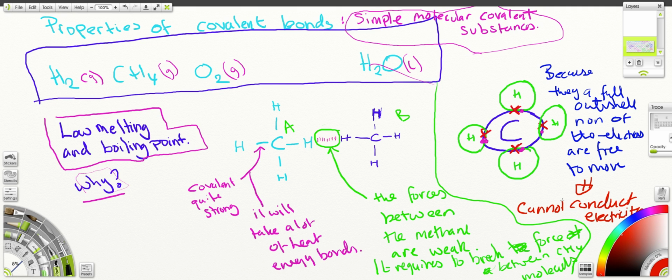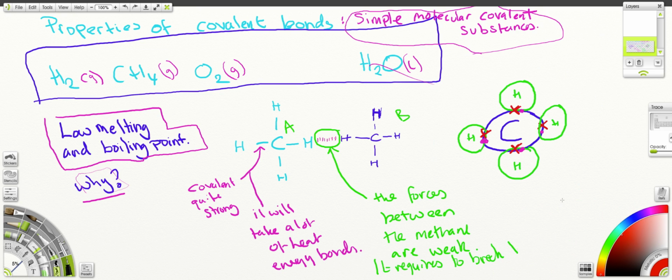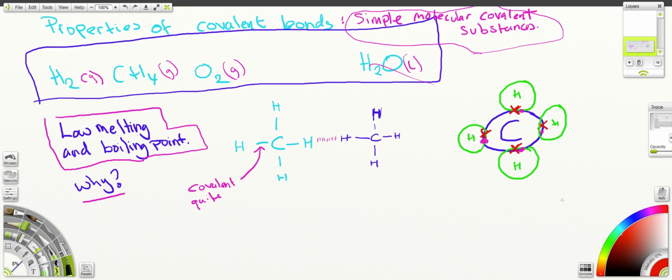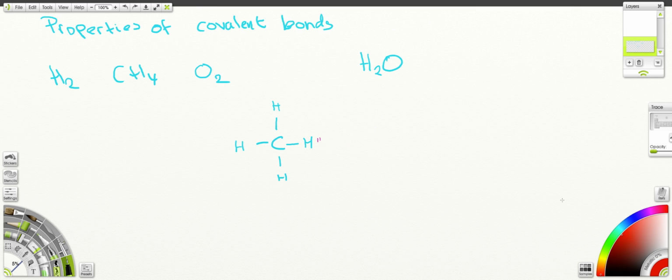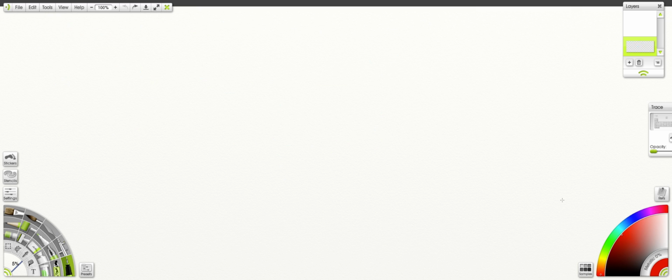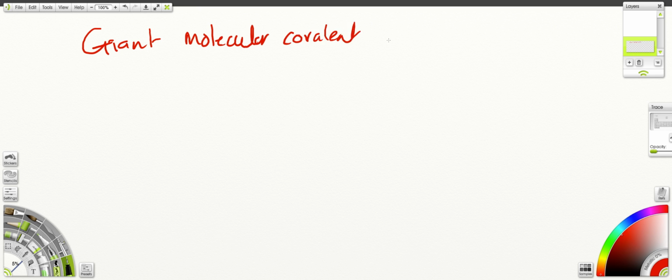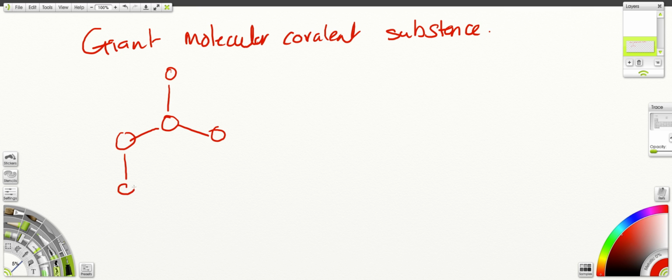Right, and so that summarizes the properties of simple molecular covalent substances. Now we've got to look at the next one, which is giant molecular covalent substances. Giant covalent molecular substances are different to these simple ones, and I'll explain how. I have seen in one of the foundation exam papers they've asked about this. So it's going to be something like this: 1, 2, 3, and then 4.